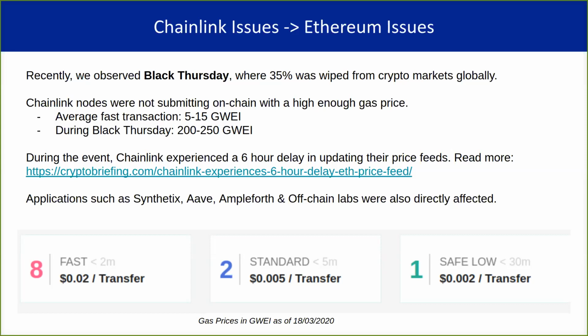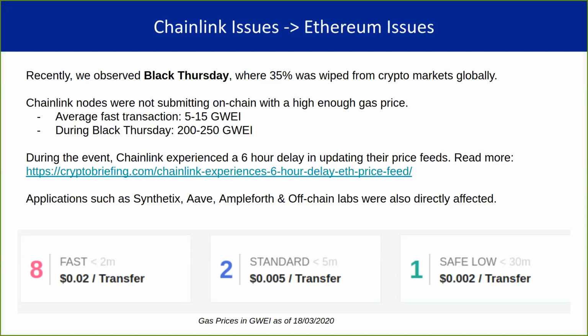So the gas price increased from an average of 5 to 15 gwei per transaction to about between 250 to 500 gwei, which obviously was reminiscent of just how congested the network really was. So Chainlink experienced a 6-hour delay in passing data through the network just under a week ago during Black Thursday. And that data was being used by Synthetics, Aave, Ampleforth and Off-Chain Labs, which subsequently shut down a number of different markets on those DeFi applications during that period.